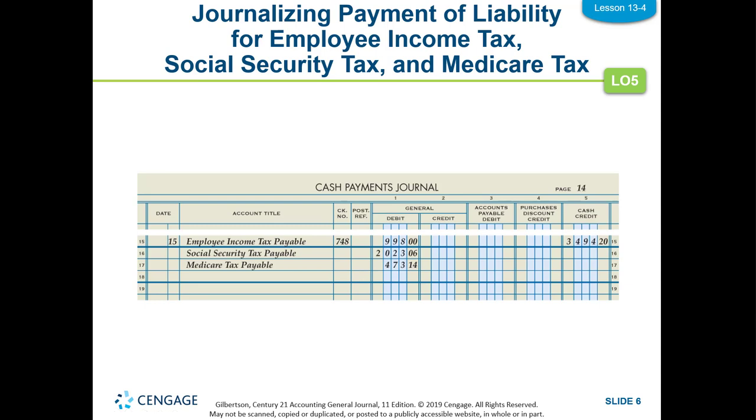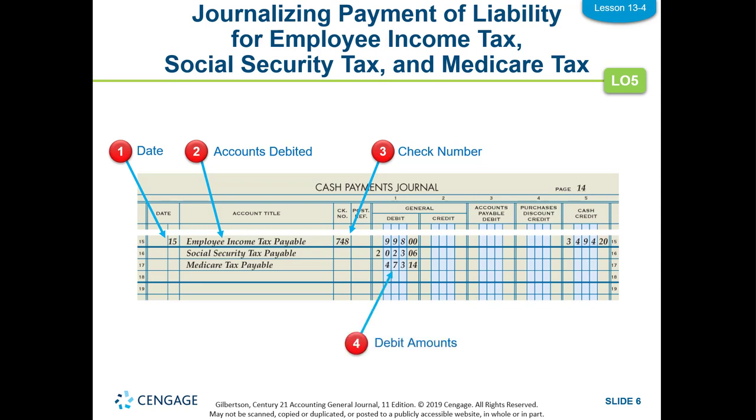So to journalize this transaction, we're going to write the date of the 15th in the date column. Then we're going to write the titles of the 3 account columns. Then we'll write our check number, 748, in our check column. Step number 4 is to write our 3 debit amounts, $998, $2,223.06, and $473.14 in the general debit columns. Our last step is to write one amount for cash, which is $3,494.20.